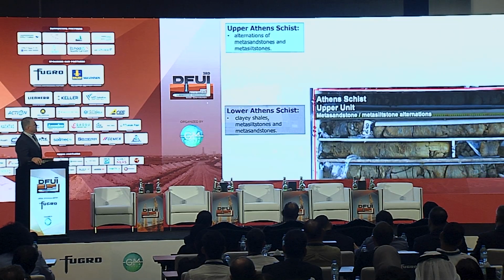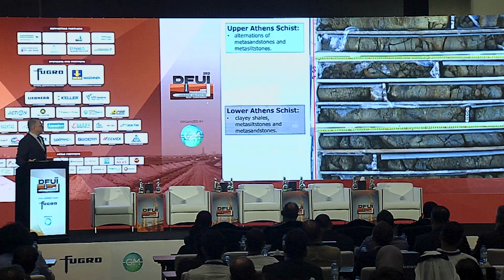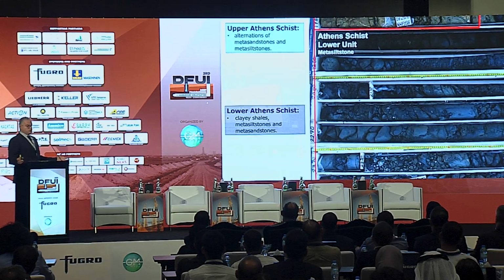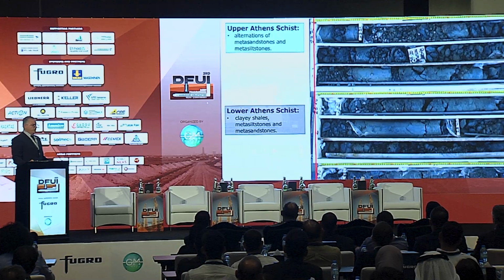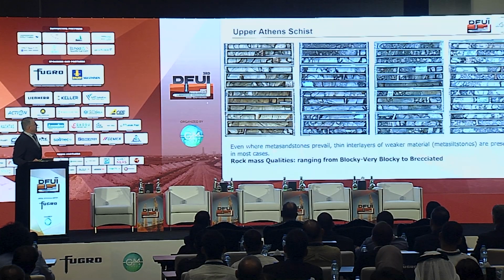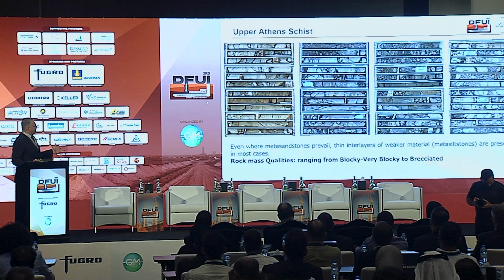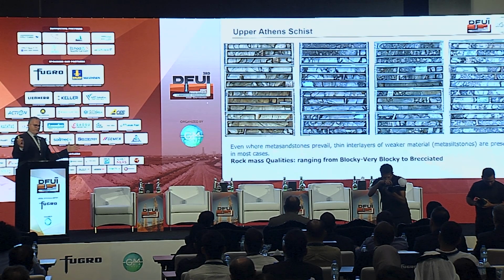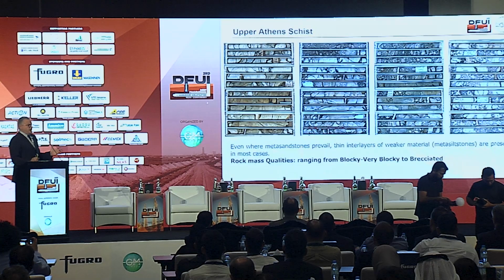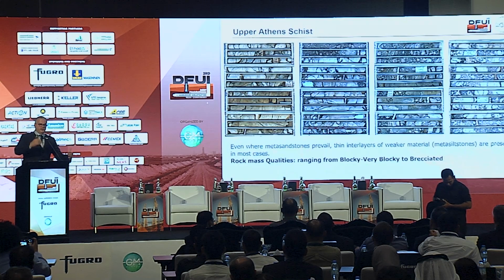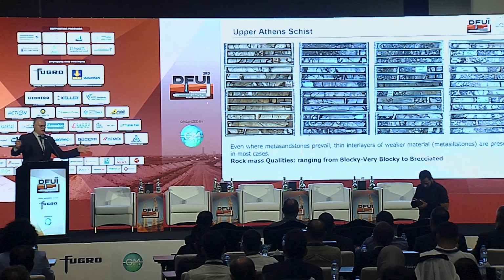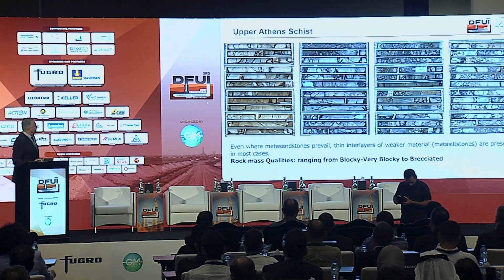And here are some boreholes that give you an idea of the upper Athens schist, which is better than the lower part because of tectonism and the origin of the rock masses. In the upper Athens schist, we can see qualities ranging from blocky to very blocky to brecciated in the same material. And the section I showed you two slides before is just a fraction of a line. From one borehole to another, we can have this differentiation. This is not just a fault zone. This is the whole nature of the material changing from meter to meter.